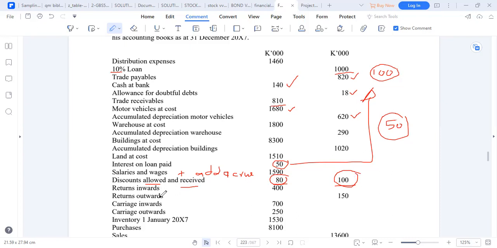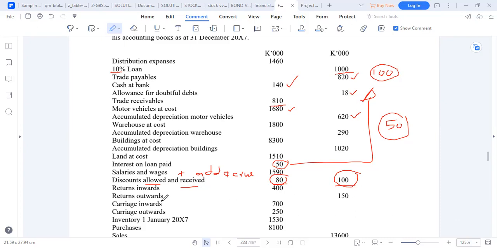We have carriage inwards and carriage outwards. One is on the debit and one is on the credit. Carriage inwards is same as sales returns. So subtract it from the sales. Carriage outwards is same as purchases returns. Subtract it from the purchases.